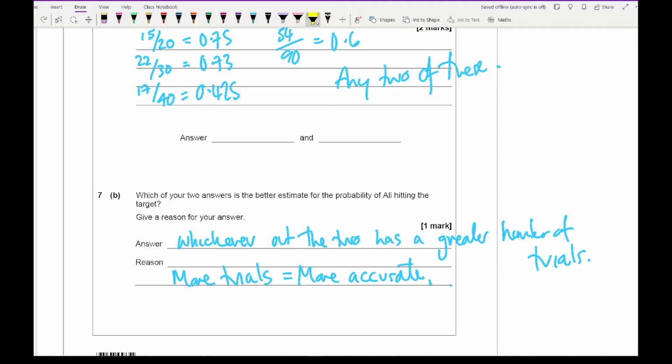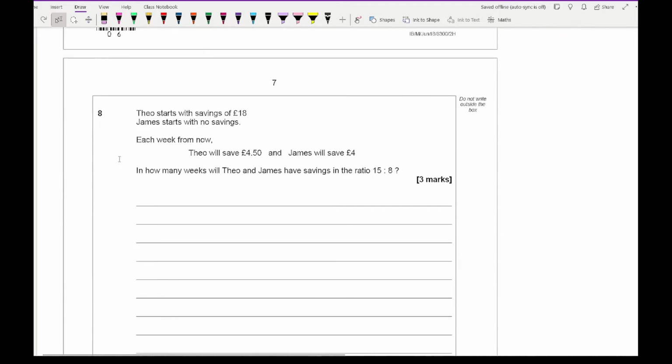So out of these, this is probably the worst one, this is the second worst, this is the second best, that's the best one to use as your answer. But as long as out of the two values you've gone for whichever where the denominator is the greatest, that will be fine for that answer.